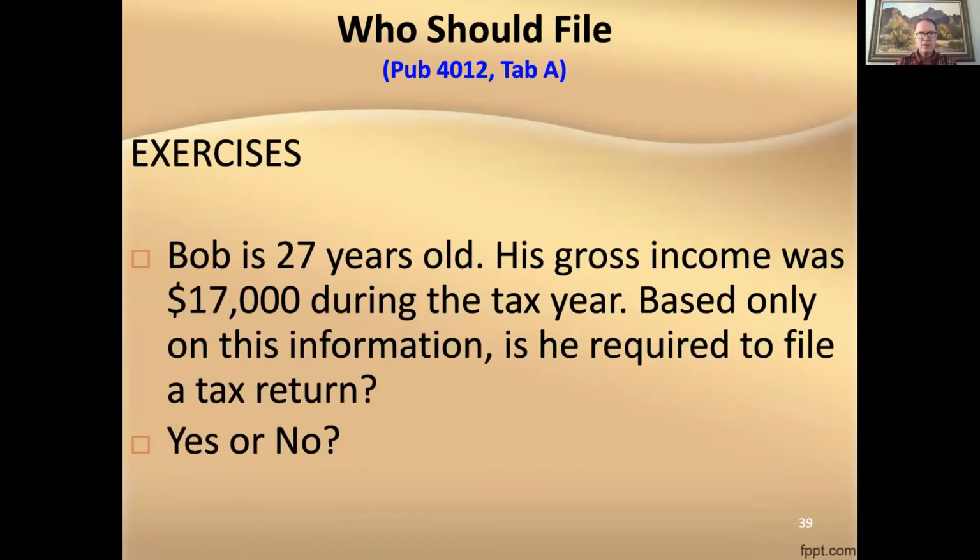So Bob's 27 years old. His gross income was $17,000. Just based on that information, do you think he's required to file a tax return? What do you think? Yeah, and the reason he is, is because his $17,000 exceeds that $12,550 standard deduction. His gross income was greater than his standard deduction. So he's going to be required to file.